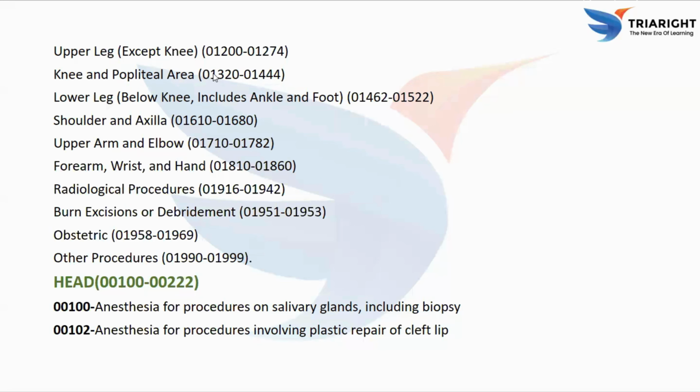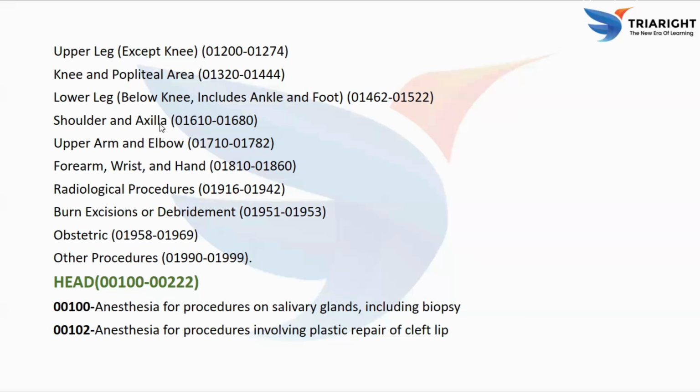Knee and popliteal area. This is used for knee surgeries as well as procedures performed behind the knee, that is the popliteal area. The code ranges are from 01320 to 01444. And next is lower leg, below knee, which includes ankle and foot. These are used for tibia or fibula surgeries, ankle surgeries and also foot surgeries. The code ranges are from 01462 to 01522.